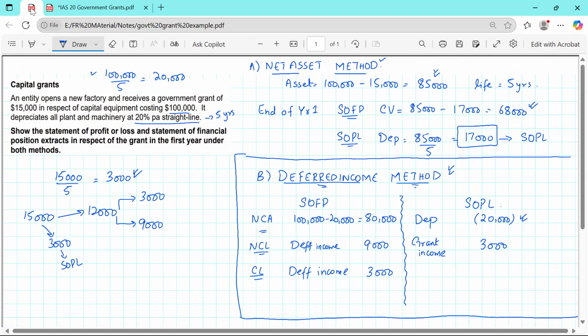17,000. So your depreciation expense is less than 3,000 in the net asset method. So it means that this income was recorded in the form of the reduced expense. So this is what the point meant. Understand? So that is the capital grant. Clear? Okay. Now let's move on to the revenue grant.